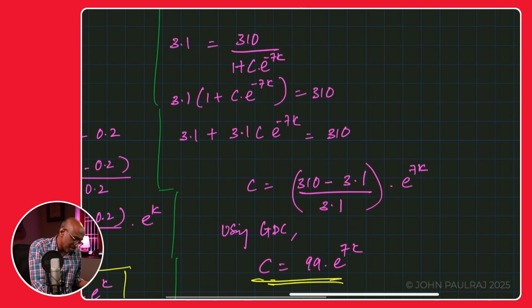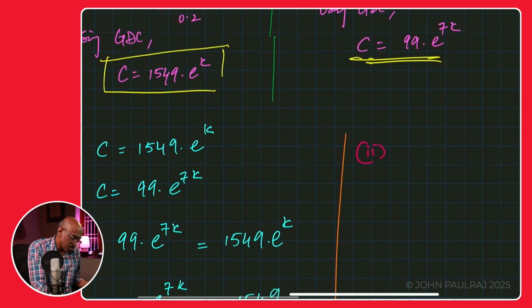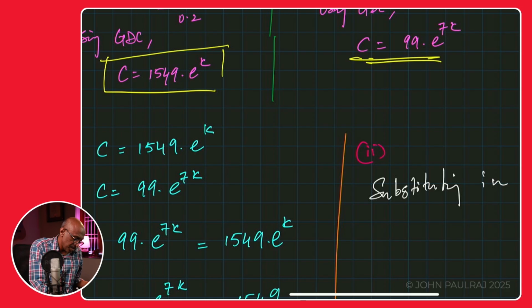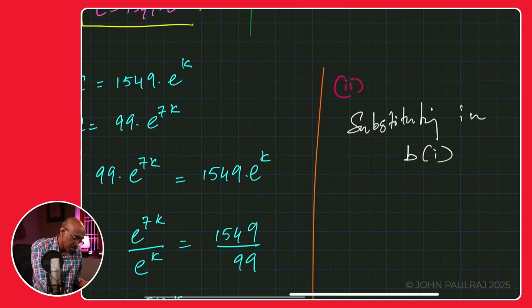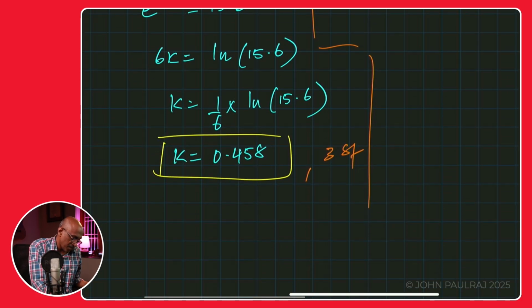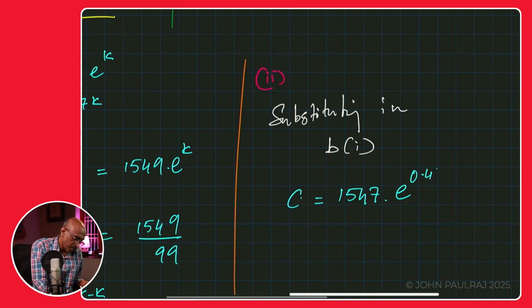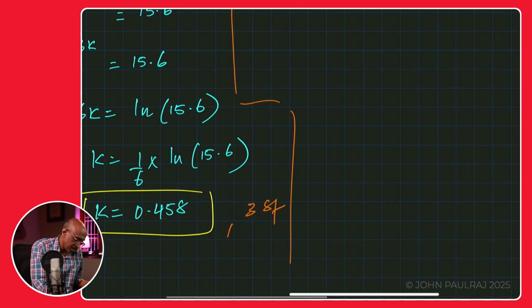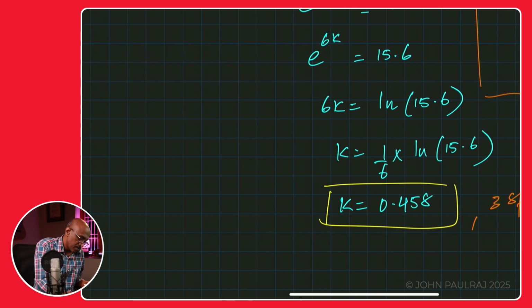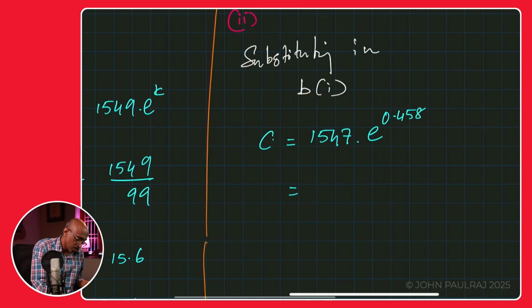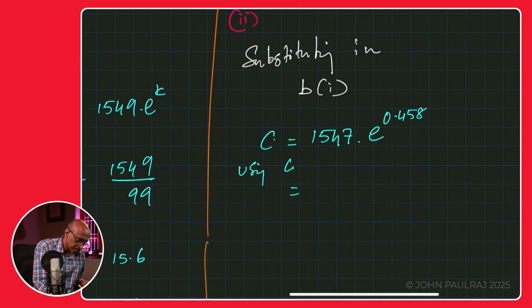So you can put it back into any one of them. Let's substitute in B part 1, the answer to B part 1. What do we have? We have C equals 1549 e to the power of the k that we just found out, which was 0.458, and I think even here we have to say using GDC. Everywhere you use a calculator, make sure that you mention that, all right? So here also I'll say using GDC.